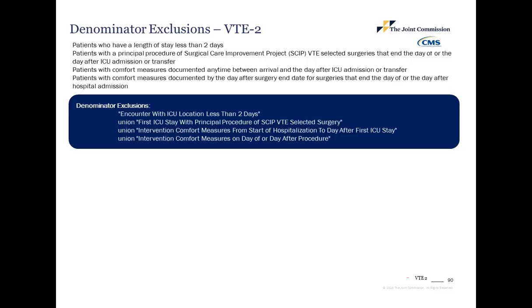Moving on to the VTE-2 denominator exclusions. It reads patients who have a length of stay less than 2 days, patients with the principal procedure of skip VTE selected surgeries that end the day of or the day after ICU admission or transfer, patients with comfort measures documented anytime between arrival and the day after ICU admission or transfer, patients with comfort measures documented by the day after surgery end date for surgeries that end the day of or the day after hospital admission, and by using union, a patient meets any one of those conditions to be excluded from the denominator.